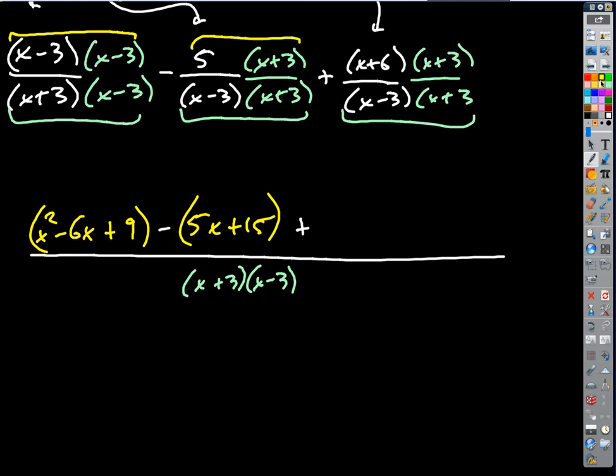Plus, you had it on a correct one. What do I get there? x squared plus 9x plus 18. Okay, make sense?